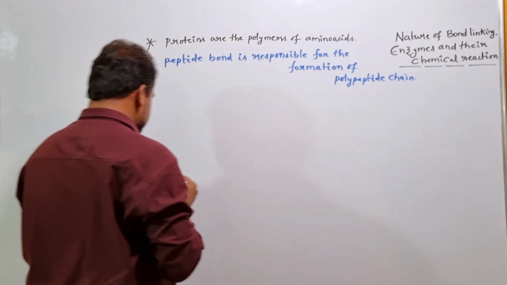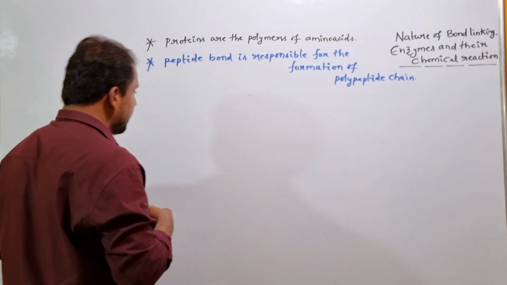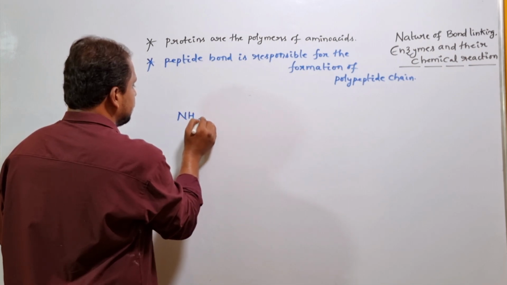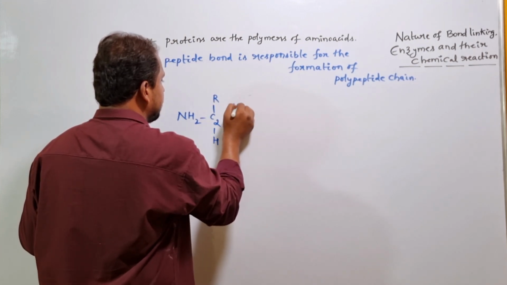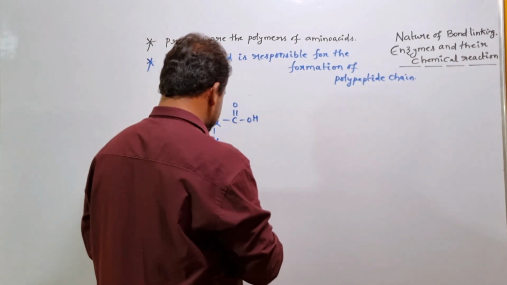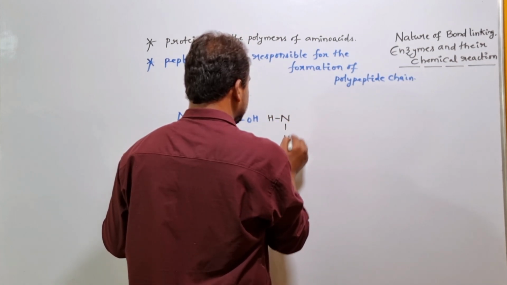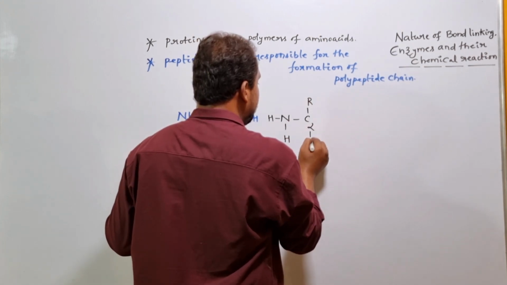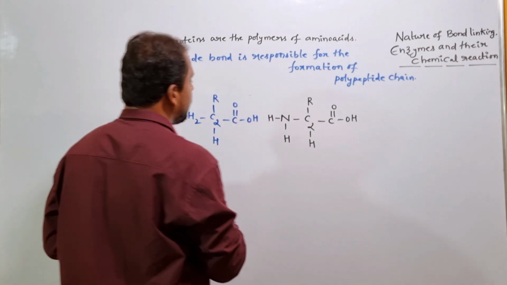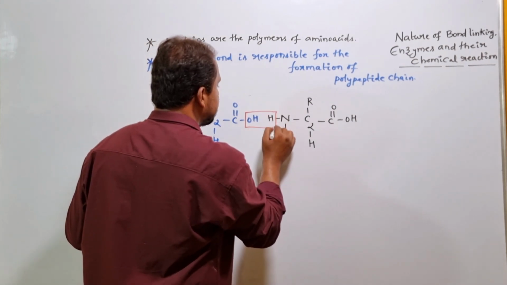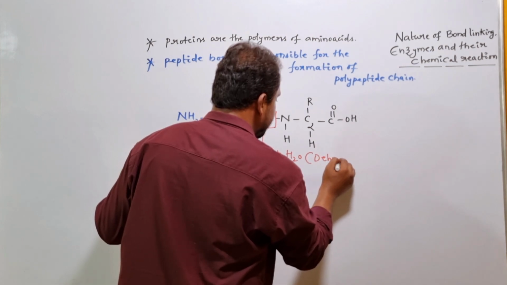And during the formation of peptide bond, one molecule of water is released by means of a specific process, which is nothing but what? Dehydration. So look at here. Here it is one amino acid, and here it is the other amino acid. In between the two amino acids, peptide bond formation takes place. And during the formation of peptide bond, one molecule of water is released by means of dehydration, right?